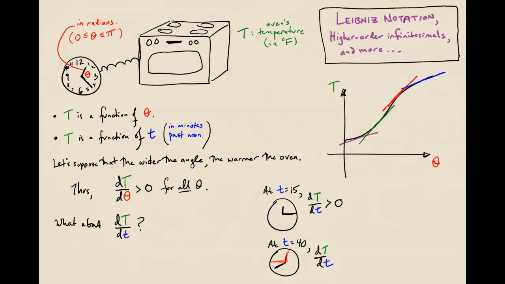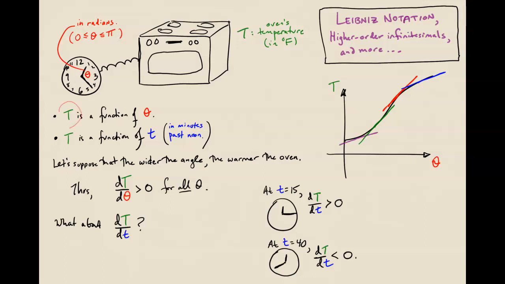It's getting smaller. But we know that the wider the angle, the warmer the oven. Or in other words, the smaller the angle, the cooler the oven, which means that that narrowing of that angle in that instant means that this infinitesimal change in temperature is going to be negative, which means that a positive infinitesimal change in time begets a negative infinitesimal change in temperature. And as everybody knows, minus divided by positive is minus. It's negative. So this is going to be less than 0.